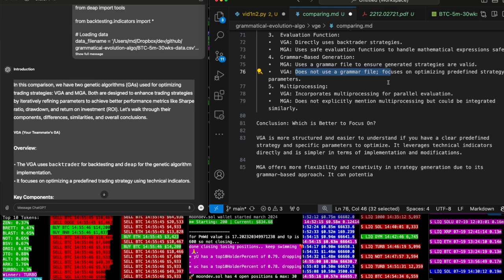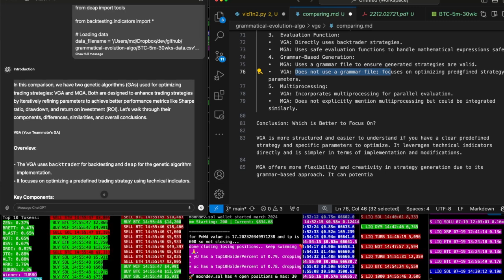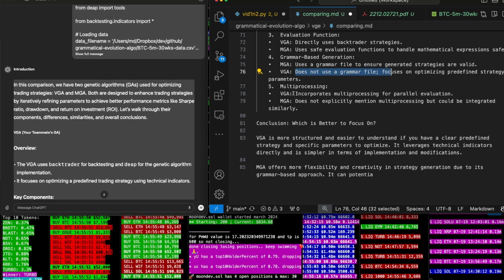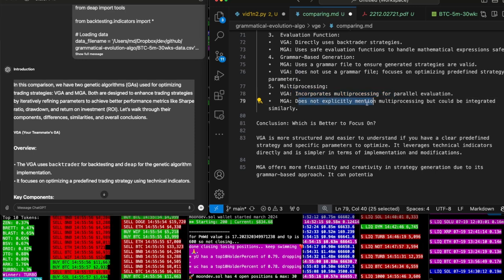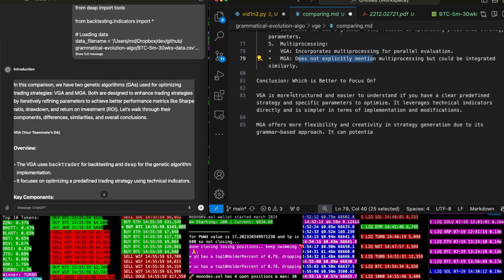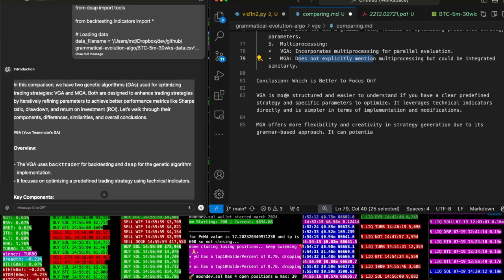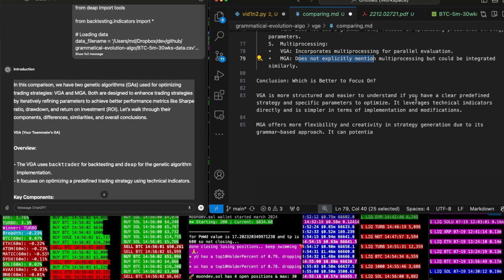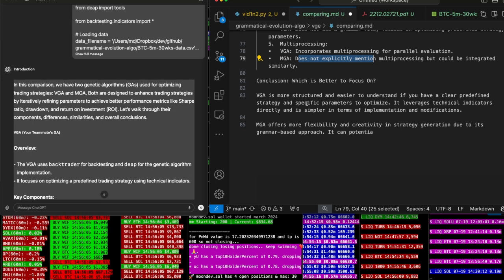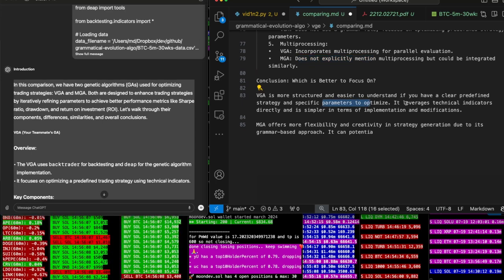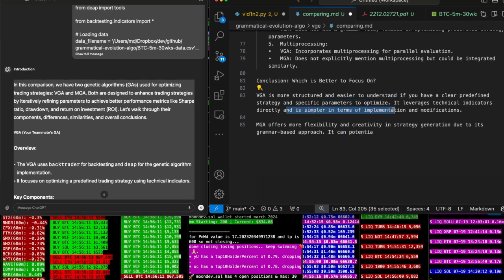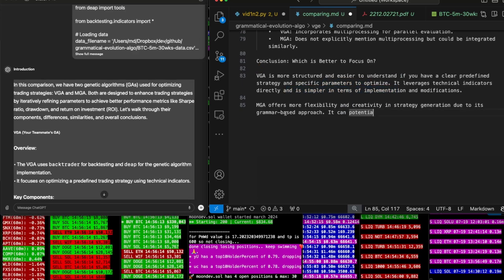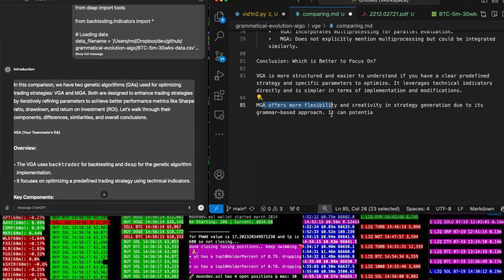It focuses on optimizing predefined strategies. Multiprocessing: this one incorporates multiprocessing for parallel evaluation. The other does not explicitly mention multiprocessing, but could be integrated similarly. Which one's better? VGA is more structured and easier to understand if you have a clear predefined strategy and specific parameters to optimize. It leverages technical indicators directly and is simpler in terms of implementation and modifications. MGA offers more flexibility and creativity.